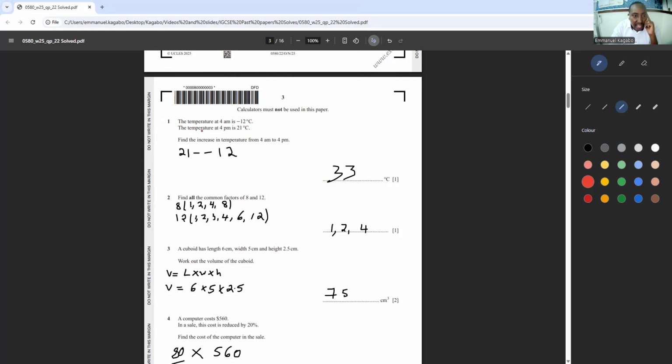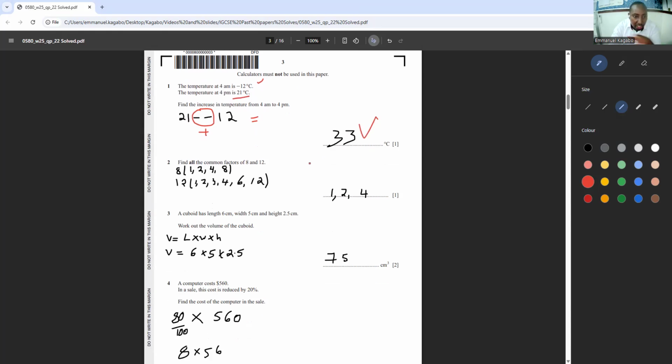Very good. This is the first question. Remember here, calculator is not allowed. They said the temperature at 4 a.m. was this, and the temperature at 4 p.m. was 21 degrees Celsius. Find the increase in temperature. Whenever you're finding increase or change or range, you take the biggest number minus the smallest. This is the biggest number minus that, so it will be minus and minus. When you have minus followed by minus, it becomes a plus. So I'm going to get 21 plus 12, and that's the answer, degrees Celsius.